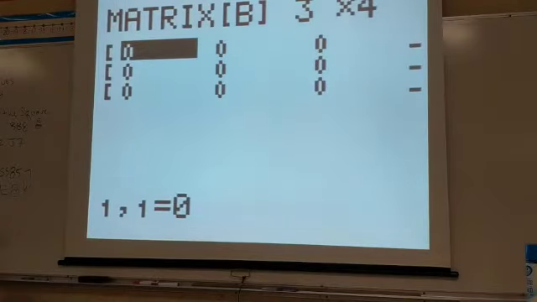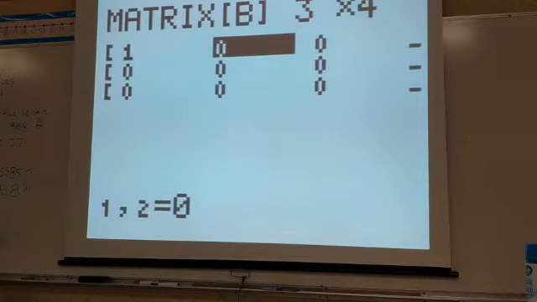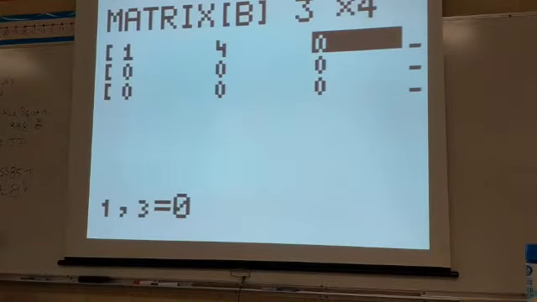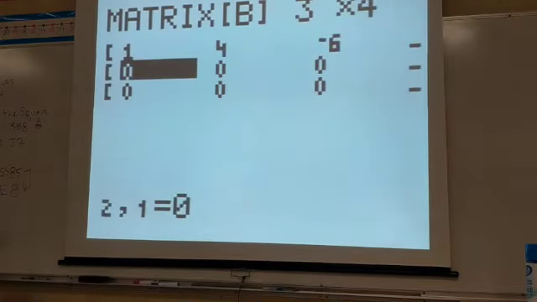I'm going to do page 34, number 4. I'm typing in the coefficients. So I have 1x, hit enter, plus 4y, hit enter, minus 6z, hit enter. That's the negative sign at the bottom of the calculator, not the minus sign. Equals negative 1, hit enter.